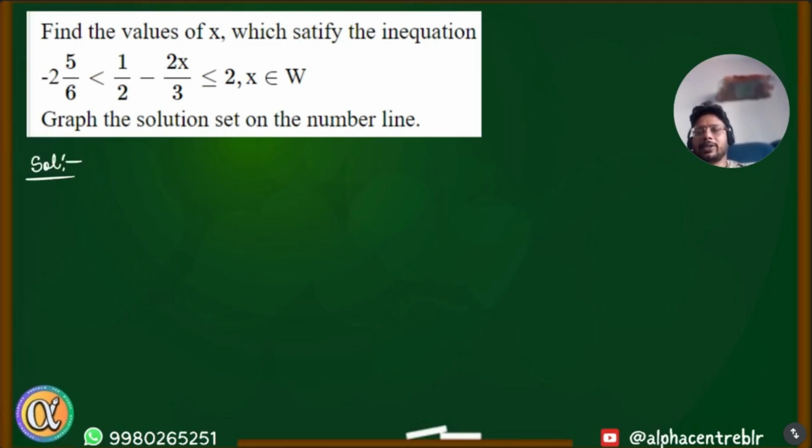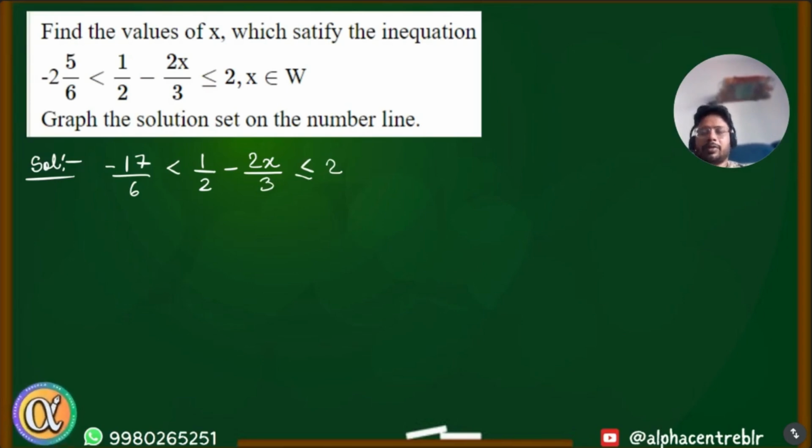Okay. Let's just see this question then. Let's try this together, because you are comfortable with the separate term. Let's do one together. I'll do it slowly this time so that you can really follow my steps. 6 twos are 12, 12 plus 5, 17. So -17 divided by 6 is less than 1 by 2 minus 2x by 3, less than or equal to 2.